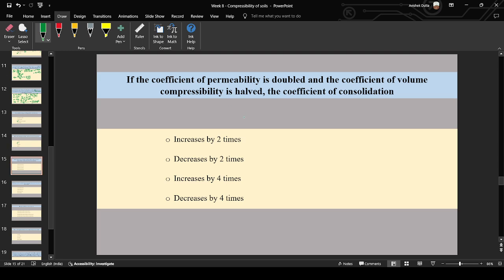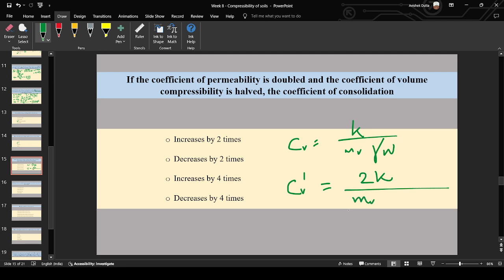Next question: the coefficient of permeability is doubled, and the coefficient of volume compressibility is halved. What happens to the coefficient of consolidation? Here we have the formula CV equals K by MV gamma W. In the second case, coefficient of permeability is doubled, that is K becomes 2K, and MV becomes MV divided by 2. Nothing is said about the permeant, so gamma W remains constant.